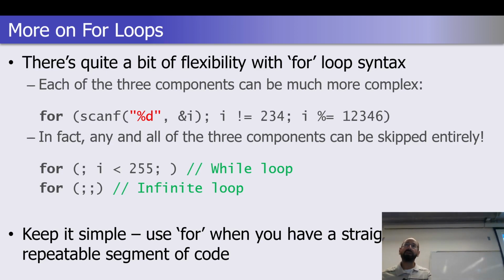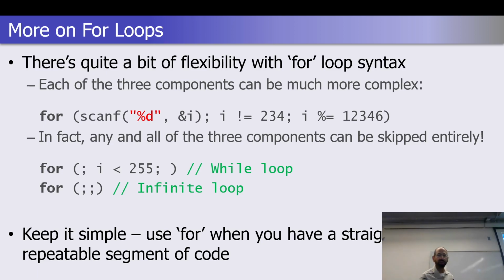So if you wanted a very traditional while loop, but you just didn't feel like typing out the word while, you can skip the initialization variable itself entirely. You can skip the increment operator or the update operator as well and just put it inside the body of the loop. And then you basically have while i is less than 255. That's valid. It's not typical, it's not a traditional use of the for loop, but it's perfectly valid. So you can put whatever you want there.